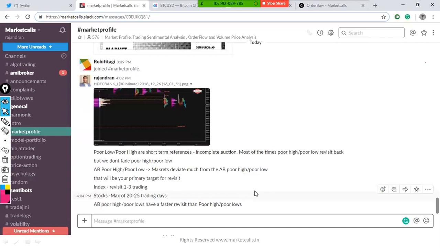So understand what it means: the auction process is not completed. The price discovery, yes. The auction process is not completed. So price goes to revisit back to complete the auction. And that is a short-term reference, and that reference will be valid as long as that level is not touched.